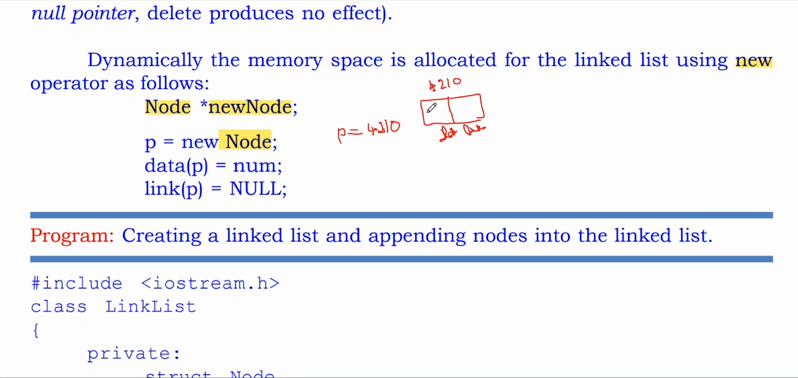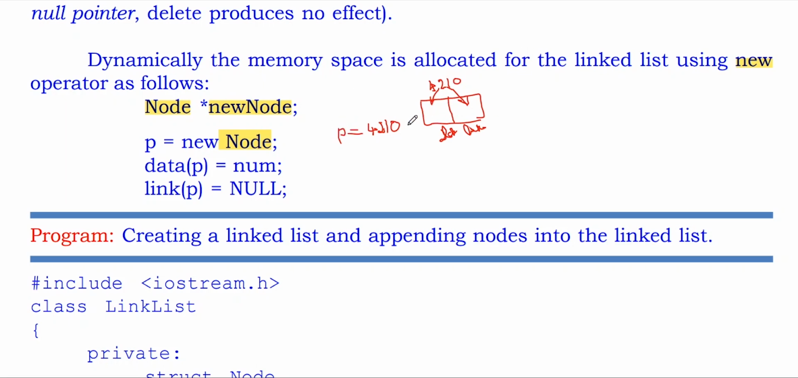So now P contains the address of this one. Once it has the address, we know how to operate using the address. Using the address, we can operate here. The same thing, using the same address, we can access this also. So that is what P is here, the pointer.